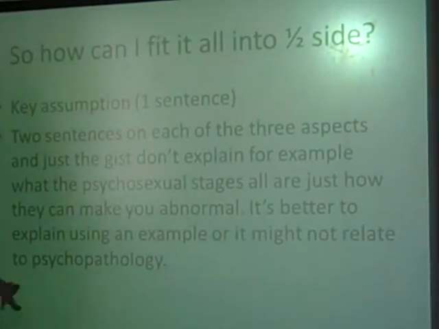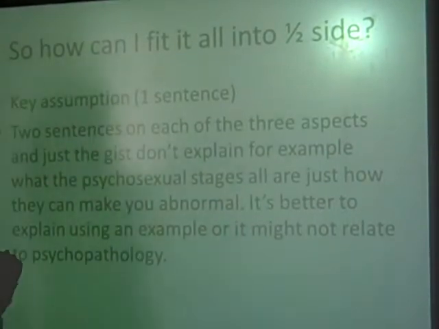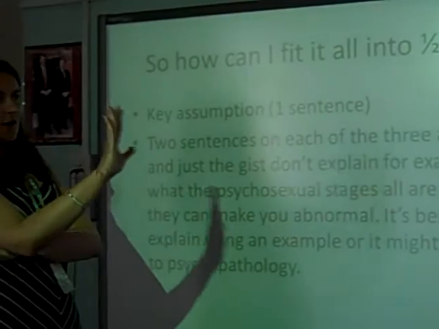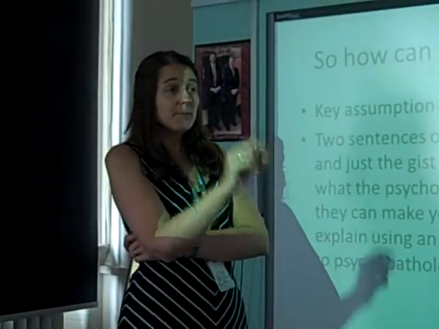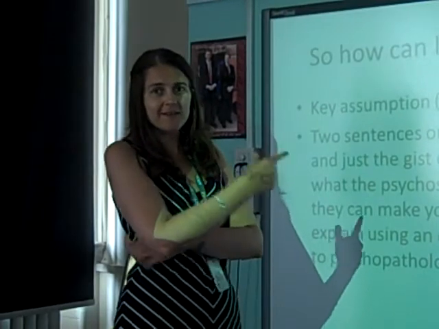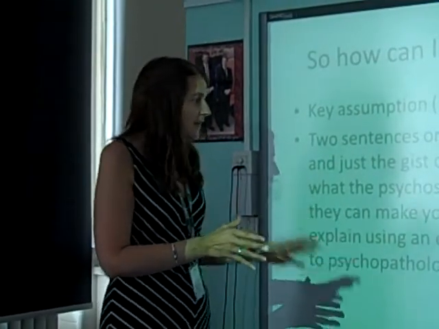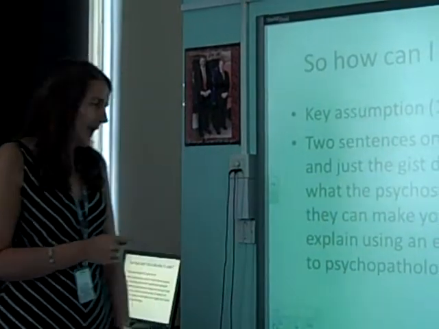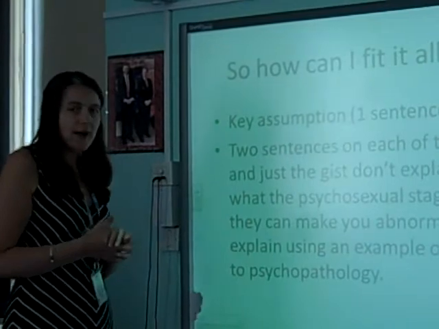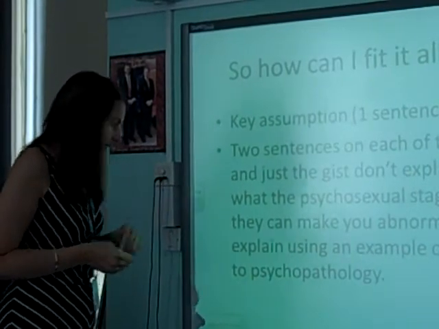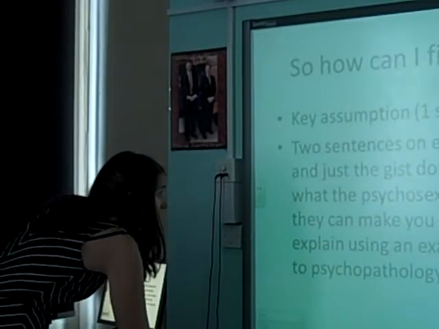And then it's always better to explain using an example, or it might not relate to psychopathology. The danger is, what some of you do, when you outline behaviourism, is that you start writing about classical conditioning, but you don't link it into abnormality. And then it's like, well, that's not what the question is asking. So try and link it into examples if you can. Now, I've got an example to show you of how you can summarise it. I've written it onto a piece of paper to show you can get it into half a slide.